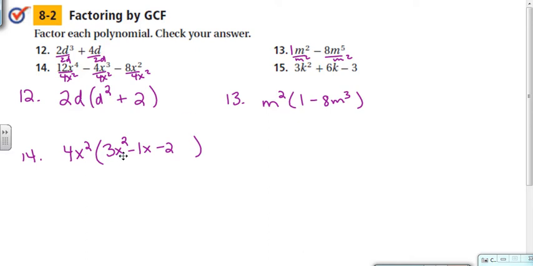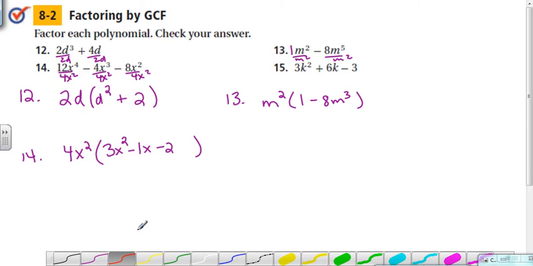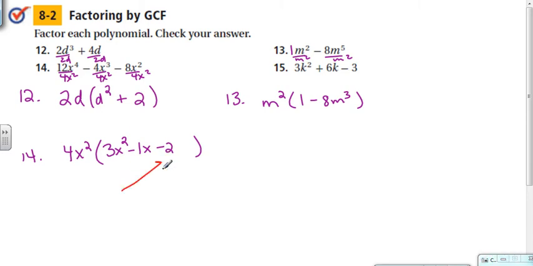Now, just to make sure I'm factored completely, my parentheses don't have a common factor, but that's a trinomial with my highest exponent being a 2. So that's in the form ax squared plus bx plus c. So you actually have to check to see, can I factor that trinomial? Well, my favorite method of factoring was the Korean method.